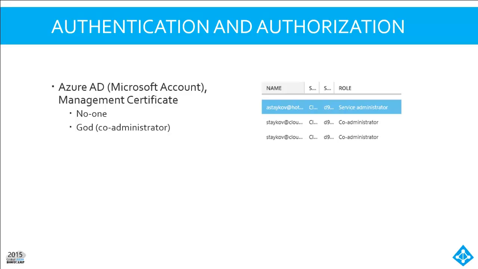With the state of today, and with the current authentication and authorization mechanism for the Azure Service Management API and for the current portal, we could only choose between two roles for our Azure subscription. You could be no one, so no access at all to the subscription and all the resources, or you can be God within this subscription, meaning that you are co-administrator and you can do absolutely everything within that subscription without restrictions.